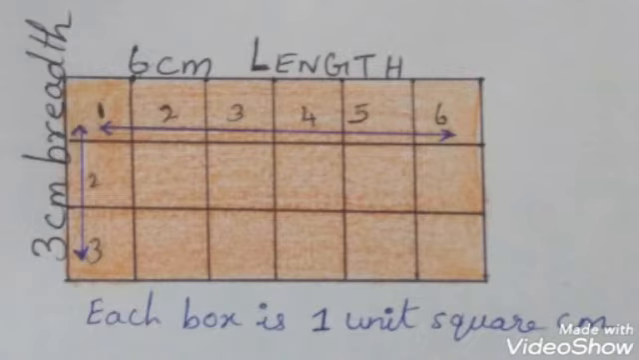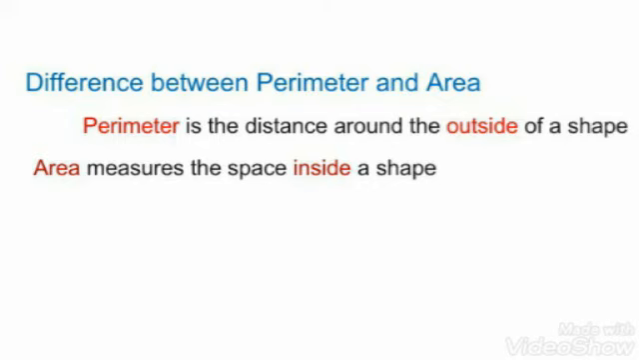Okay. So in any shape, whatever it may be, the space occupied by that shape is the area of that shape. Here I have taken a rectangle. Do you understand this?